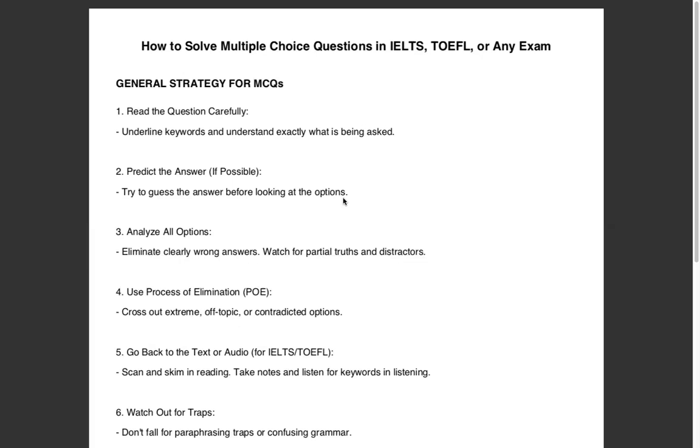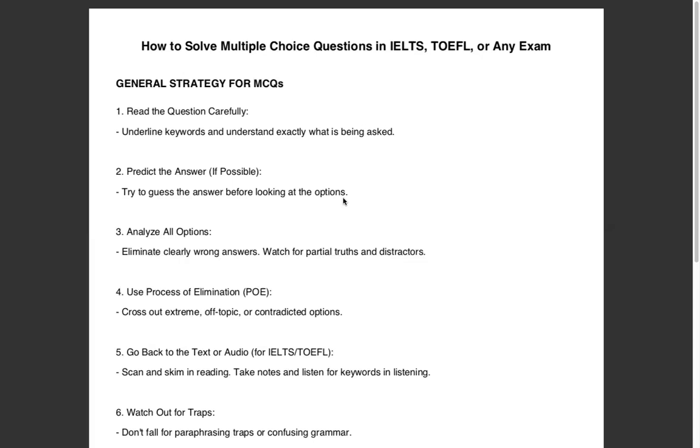The third one says to analyze all options. That's a very great thing. Now we predict the answer. So now I need to analyze. Even if I predict the answer, now I need to analyze all options. I need to understand all options. Some of the options, like one option or two options, will be very faint, so you can eliminate them immediately. But for some tricky questions, for some tricky exams, they make all options logically right.